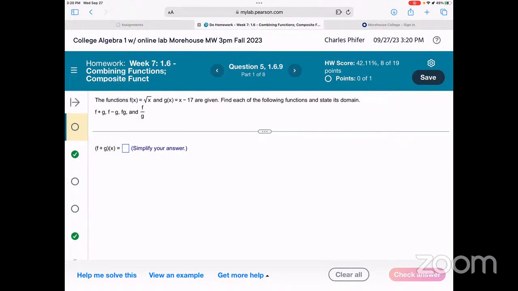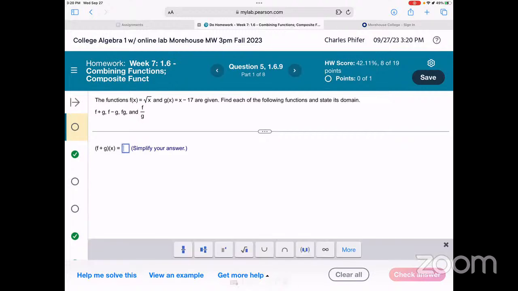The functions f and g are given. Find each of the following functions and state its domain. So we're basically adding, subtracting, multiplying, and dividing. Notice if we say f plus g, there are no like terms, so we just need to write out the terms added together. So square root of x plus x minus 17.